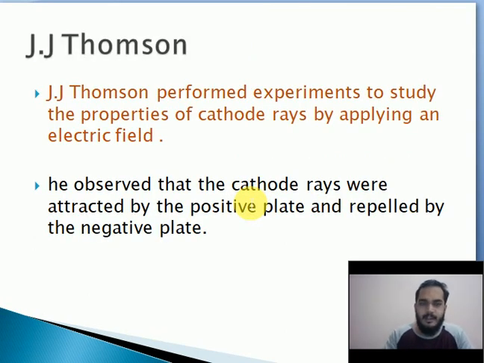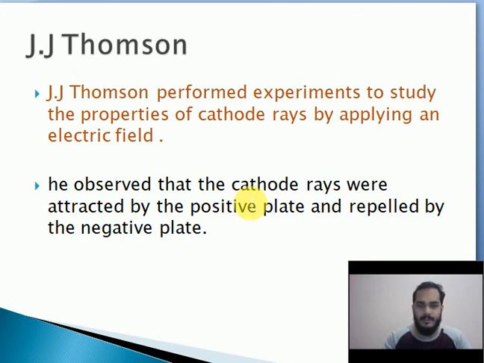Later, J.J. Thomson performed an experiment to study the properties of cathode rays by applying an electric field. Here this scientist J.J. Thomson also applied an electric field to these cathode rays, and we will get some idea about what happened.